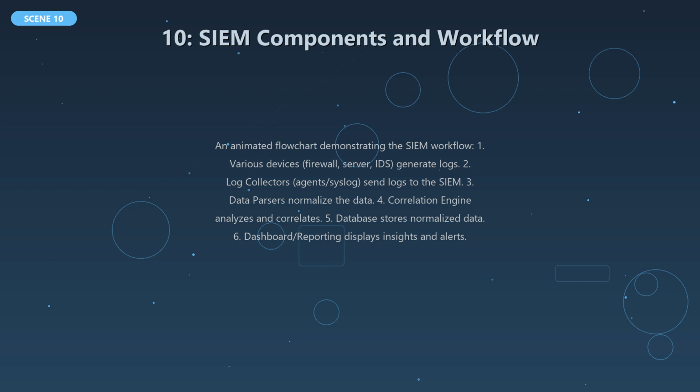5. Correlation engine. This is where the magic happens. The correlation engine applies a set of predefined rules, often highly customizable, to analyze the normalized event data in real time. It looks for patterns, sequences, and relationships between seemingly unrelated events that might indicate a security incident. For instance, if it sees 5 failed login attempts from a specific IP address within 1 minute, followed by a successful login from a different IP address for the same user, it might flag this as a potential brute force attack followed by account compromise. It can also use machine learning to identify anomalous behavior.